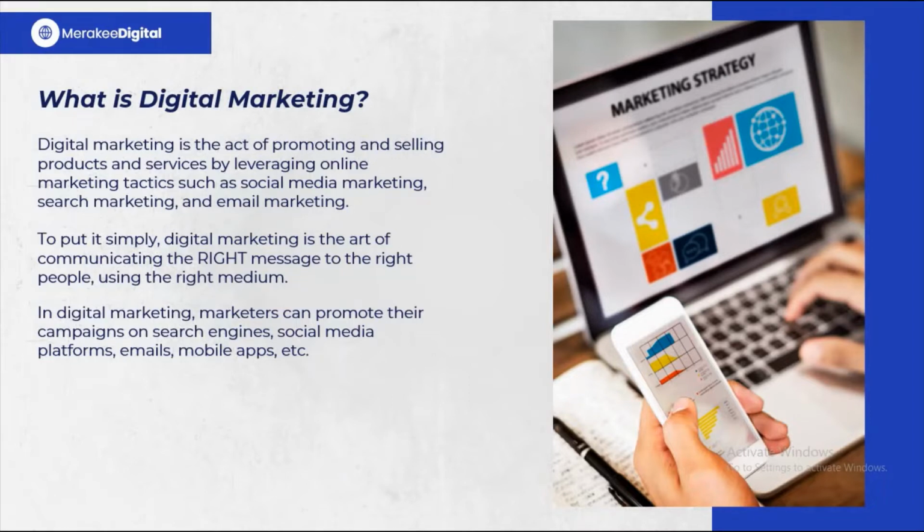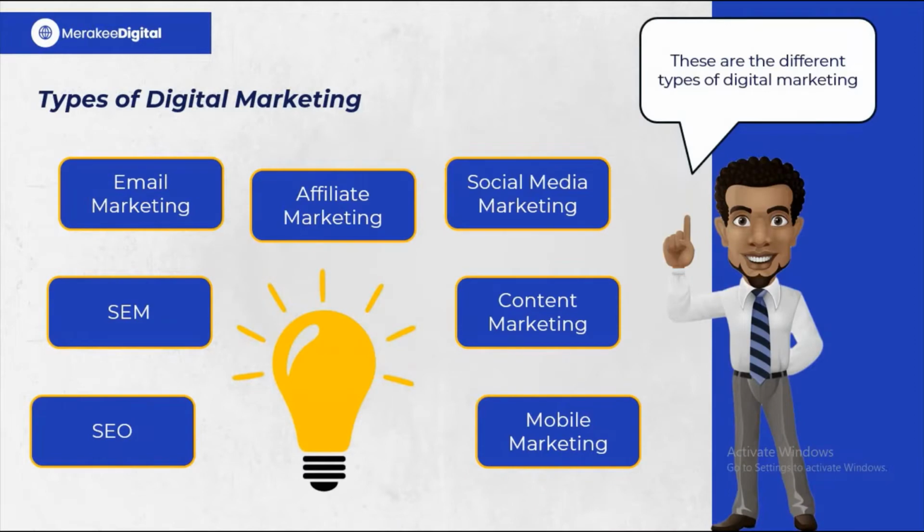We're on the same page, I believe. So let us talk about the types of digital marketing. We have SEO, SEM, email marketing, affiliate marketing, social media marketing, content marketing, and mobile marketing. Seven of them.